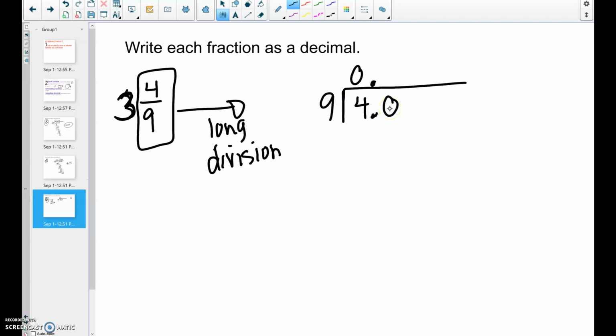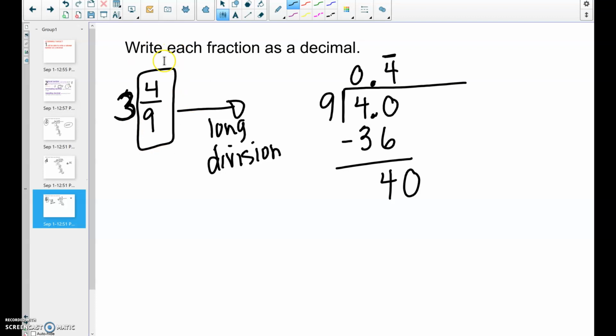9 goes into 40. How many times does 9 go into 40? Well, 9 times 4 is 36. So I put a 4. 9 times 4 is 36. And now 40 minus 36 is 4. Well, that's what I started off with, is a 4. So when I add a 0 down here, 9's going into 40, just what I started with. So it looks like this is going to be a repeating decimal.